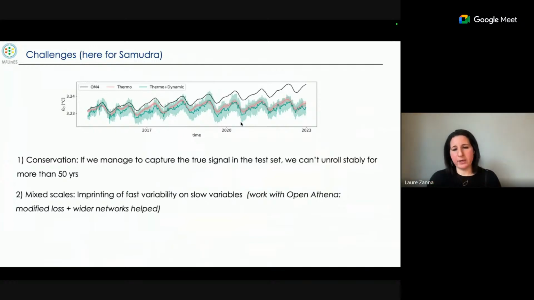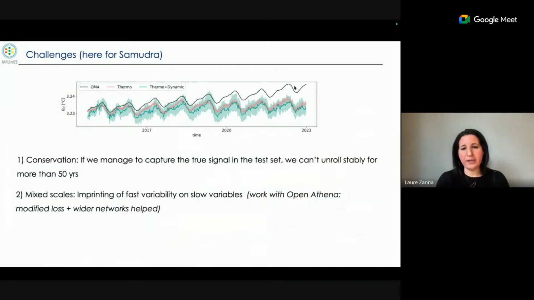We always found a trade-off. In some of the models, I could capture the trend over the test set, but then if I try to roll it out longer, to just try to do some hypothetical scenario, then the model will go unstable, right? It would roll out unstably after a few decades. And it can only run stably for hundreds of years if it doesn't capture the trend.